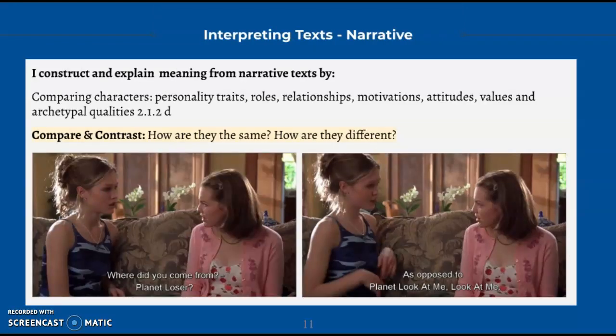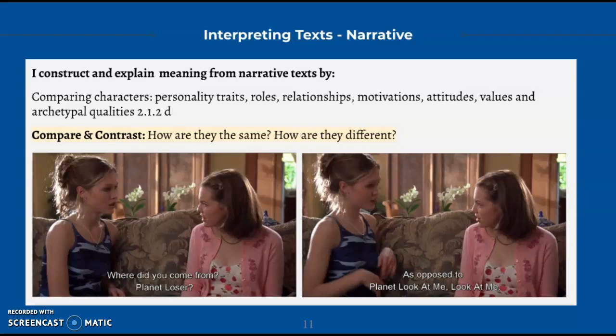Okay, the next big skill is to construct and explain meaning from narrative text by comparing characters, their personality traits, their roles, their relationships, their motivations, attitudes, values, and archetypal qualities. When it says compare, we want to actually compare and contrast. So you want to think of how they are the same and how they are different.